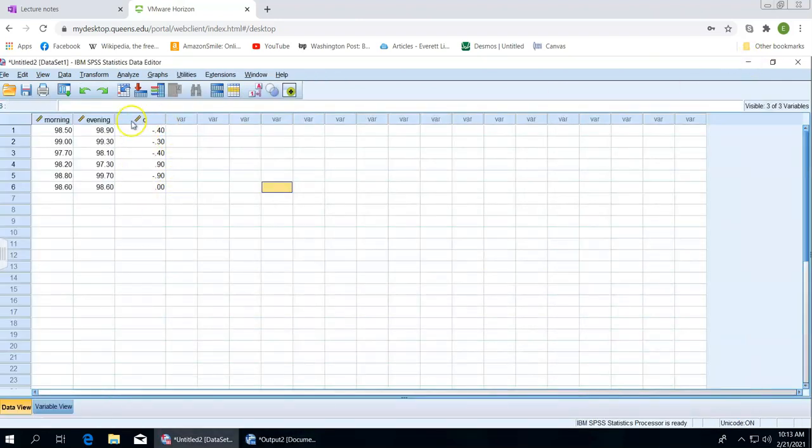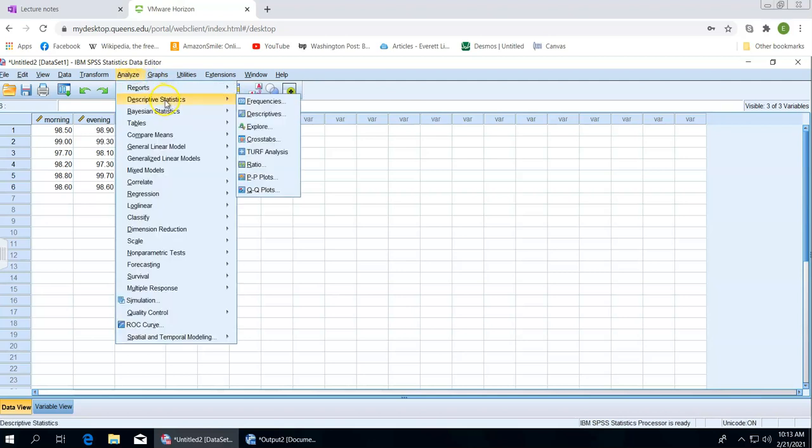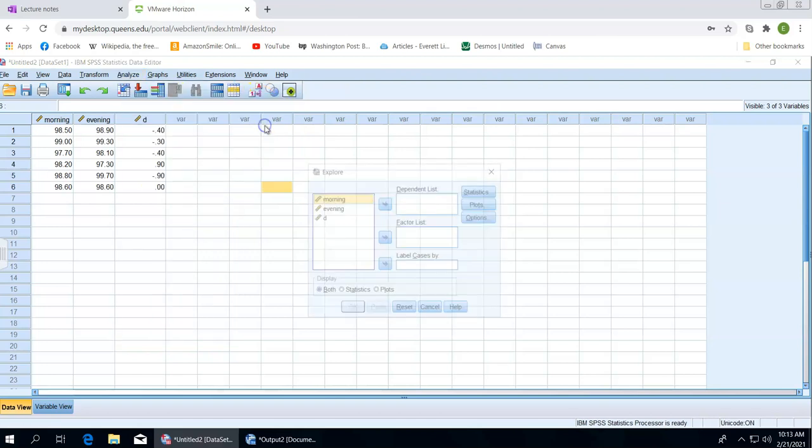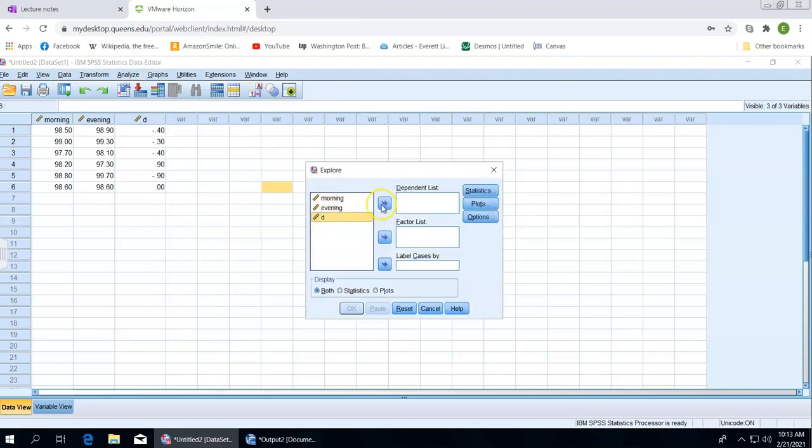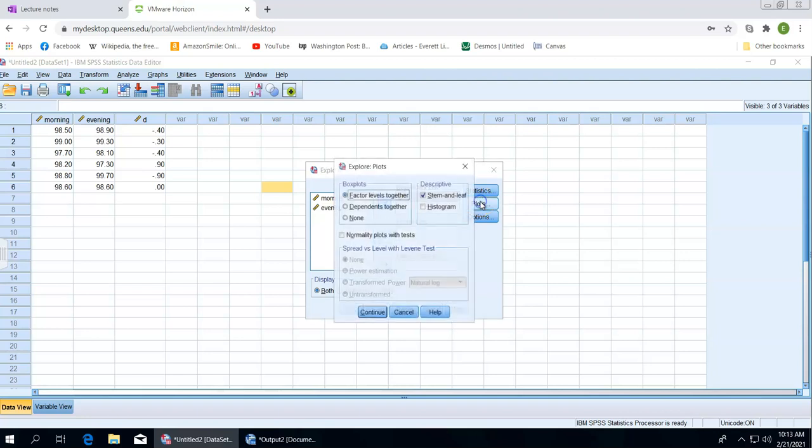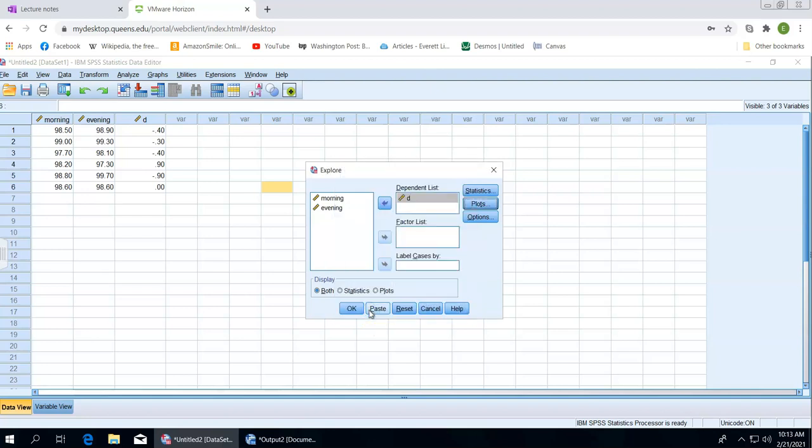So when we do that, we see our differences, and then we run our regular normality diagnostics on this. Although I don't think it's looking good for that to be normal based on what I'm seeing here. But let's see. So explore. Let's make sure we get our normality plots with tests. The histogram with only 6 observations isn't going to really show us anything, but we'll look at it anyway.